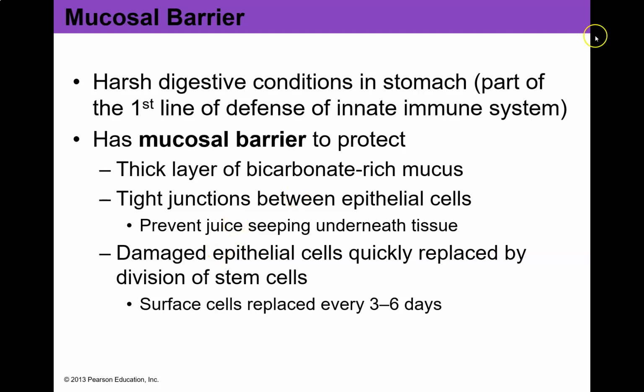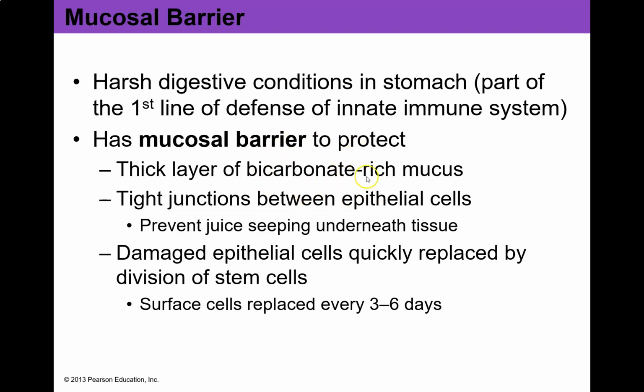The mucosal barrier is part of the innate immune system. It's the boundary between the outside of the body and the inside of the body. In the stomach there's a thick layer of bicarbonate-rich mucus that protects the mucosa from stomach acid. You can't have too much stomach acid touching the cells in the connective tissue. It'll destroy it. So there's a thick layer of bicarbonate.